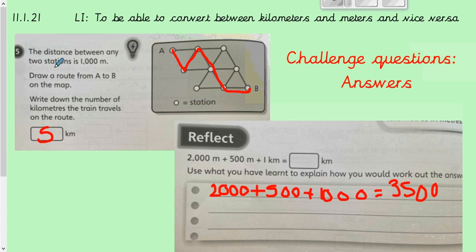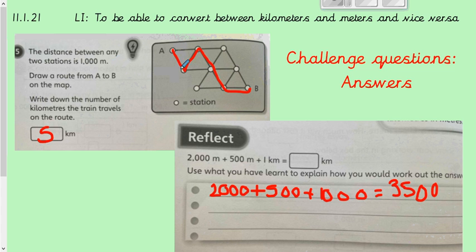The distance between any two stations is 1,000 meters. Draw a route from A to B on the map. Write down the number of kilometers the train travels on the route. Now this, you might not have this. This is just what I did. You basically had to draw any pattern from A to B and then count how many times you went from one white dot to another, because each distance between one white dot and another is 1,000 meters.